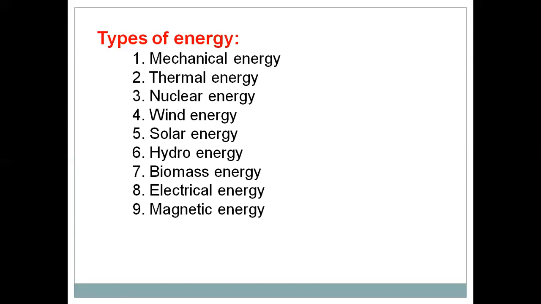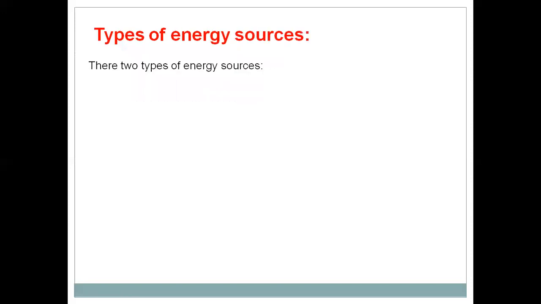And the ninth one is magnetic energy. We know there is a force of attraction between unlike poles of magnets and a repulsive force between like poles. Due to this force between those poles, we can produce energy called magnetic energy. And another energy is ocean energy. Due to the difference in temperature between the surface of the ocean and the depth of the ocean, we can produce energy. These are the different types of energies.